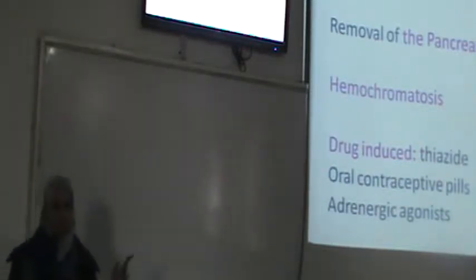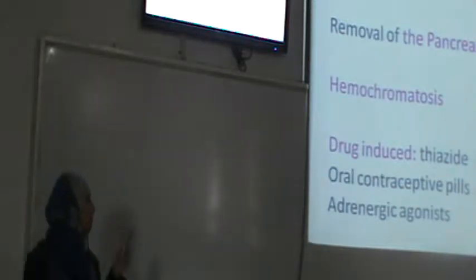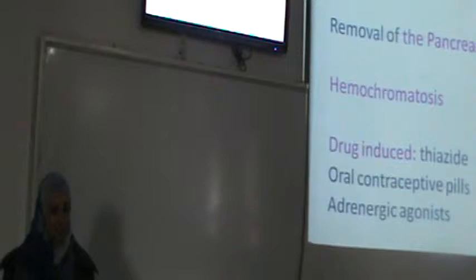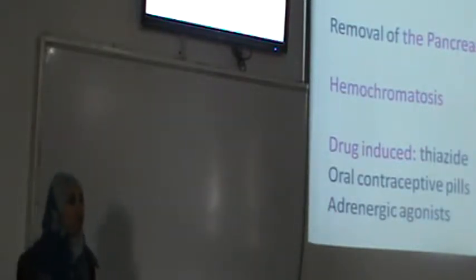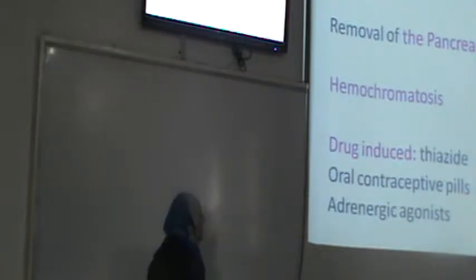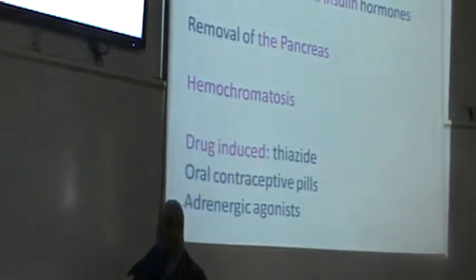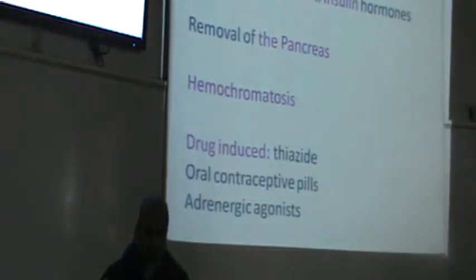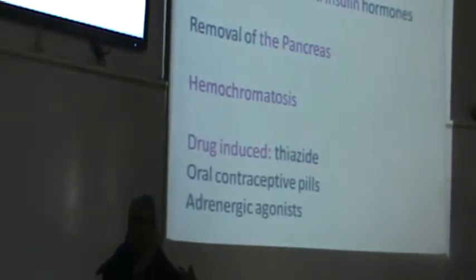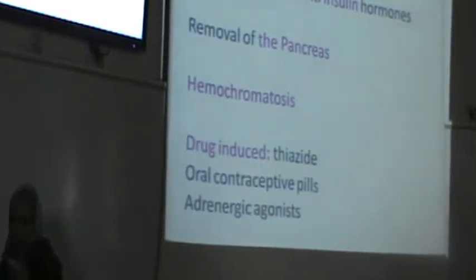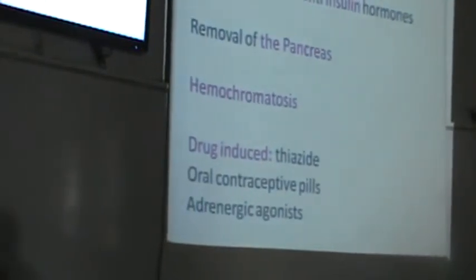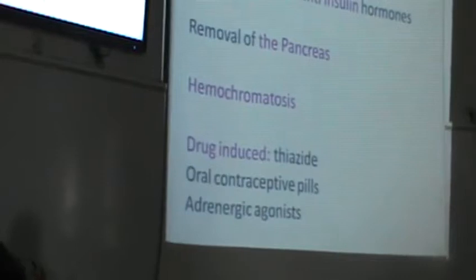A very obvious condition is the removal of the pancreas. No beta cells. Okay? No insulin. Diabetes. Okay? Another condition is hemochromatosis. Heme, as you know, is iron. Okay? Heme is iron. This is, to tell you a quick word about it, hemochromatosis is a genetic disease.